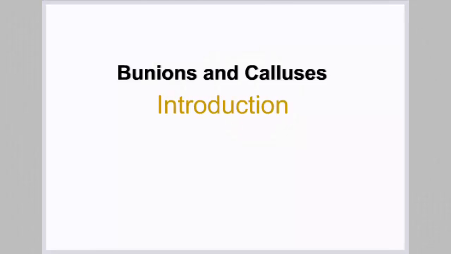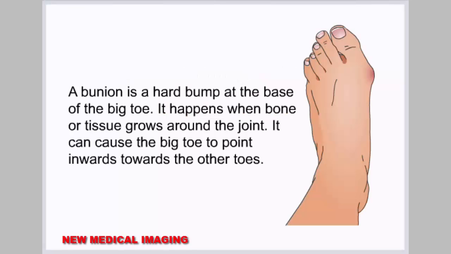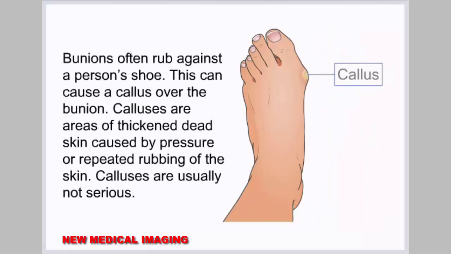Bunions and Calluses. Introduction. A bunion is a hard bump at the base of the big toe. It happens when bone or tissue grows around the joint. It can cause the big toe to point inwards towards the other toes. Bunions often rub against a person's shoe. This can cause a callus over the bunion.